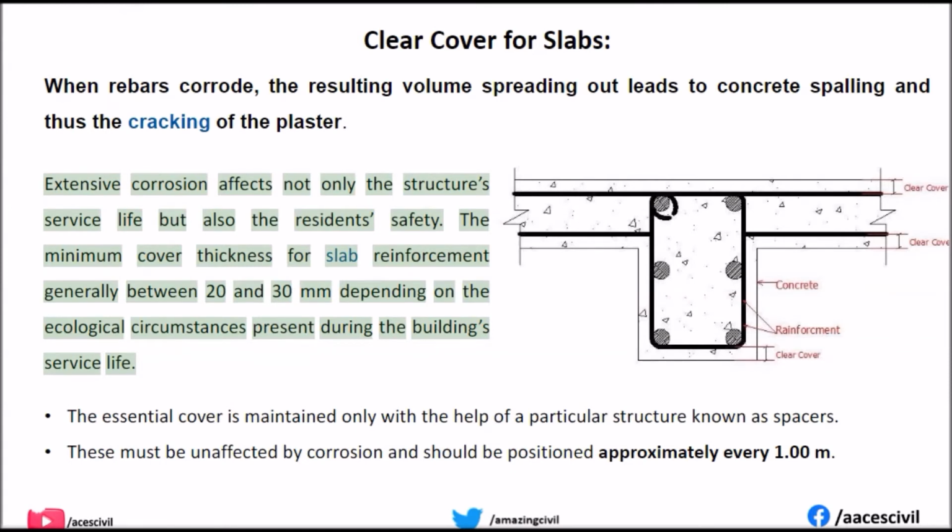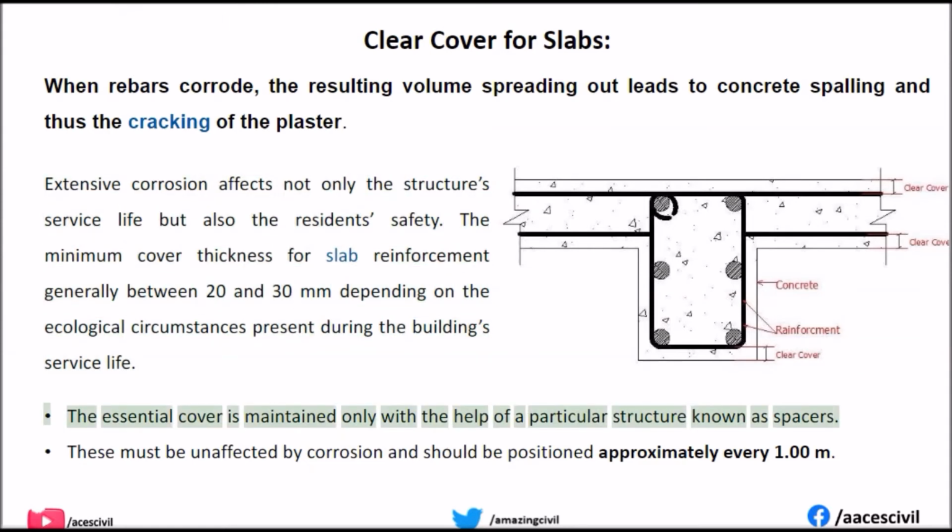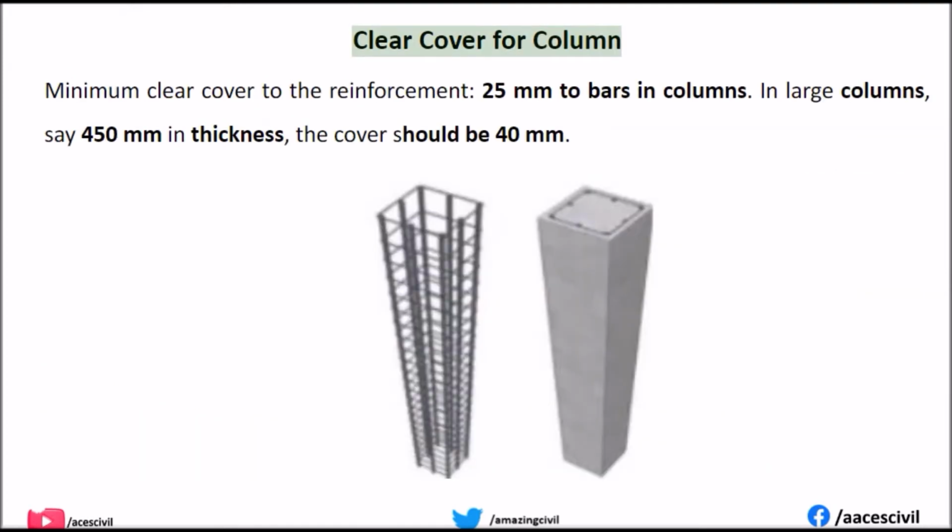The minimum cover thickness for slab reinforcement is generally between 20 and 30 mm depending on the ecological circumstances present during the building's service life. The essential cover is maintained only with the help of a particular structure known as spacers. These must be unaffected by corrosion and should be positioned approximately every 1.00 m. Clear cover for column.